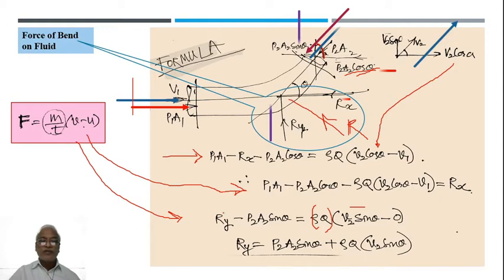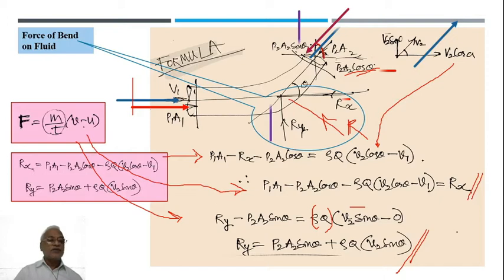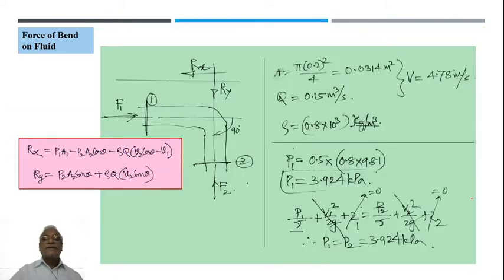Again if we simplify for Ry, it will be equal to P2 A2 sin theta plus rho Q V2 sin theta. So these are the two expressions we will be using in a number of numerical problems. Okay. So these are the equations, Rx equal to and Ry equal to. Okay. So I have kept the equations over here.